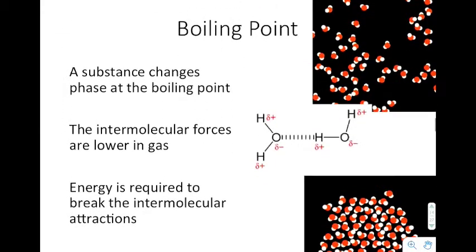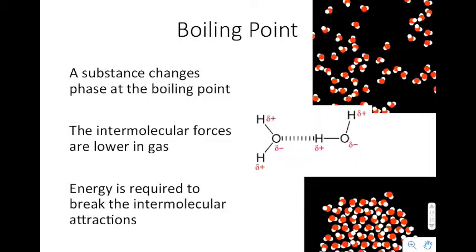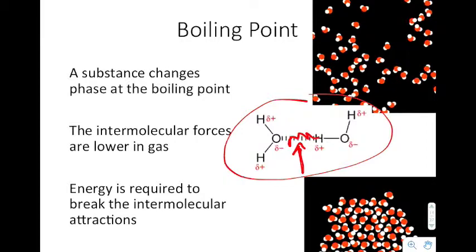Okay, the boiling point. It says a substance changes phase at its boiling point. The intermolecular forces are lower in gases. So once again, we see this intermolecular attraction between hydrogens and oxygens. If you look right here, this is an attraction. In order for something to go from a liquid to a gas, you have to sever these attractions. Those attractions can't be there anymore, so you need energy in order to break these intermolecular attractions.